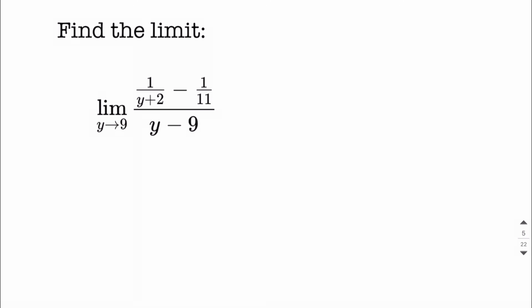All right, let's find the limit of this kind of complicated looking function where we have fractions inside of fractions. So the first thing I notice is our variable y is approaching 9. To get started, and on each and every one of these, what you want to do is start out and replace your variable with whatever value it's approaching. Do a little bit of simplifying. Sometimes you'll be done, and other times you will not be done, but that's okay.